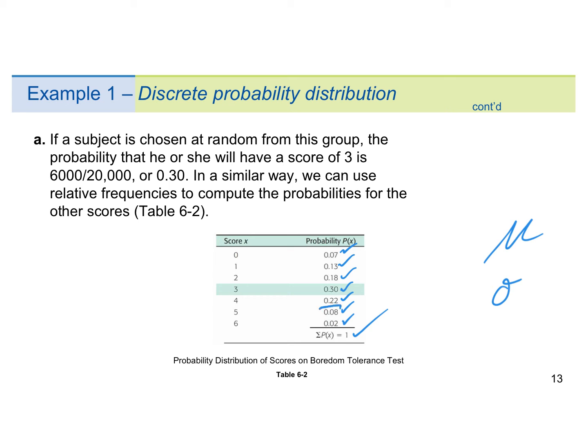Probability of 5 is 0.08. Probability of 6 is 0.02. So the probability of getting a 5 or a 6 on this tolerance scale is 0.10. They're mutually exclusive, which means you're going to use the regular addition principle.